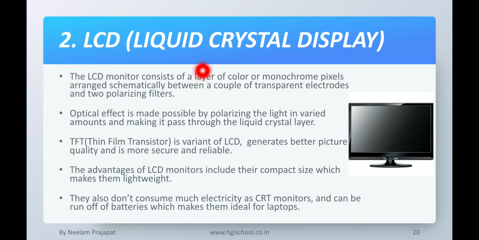LCD, liquid crystal display. An LCD monitor consists of a layer of color or monochrome pixels arranged systematically between a couple of transparent electrodes and two polarizing filters. The optical effect is made possible by polarizing the light in varied amounts and making it pass through the liquid crystal layer.